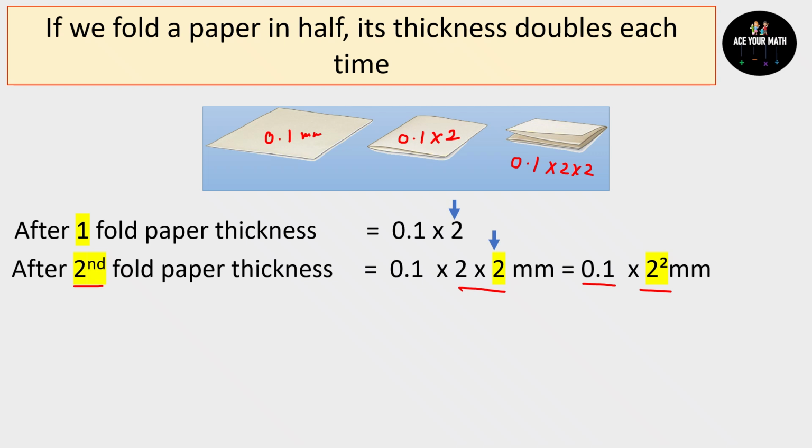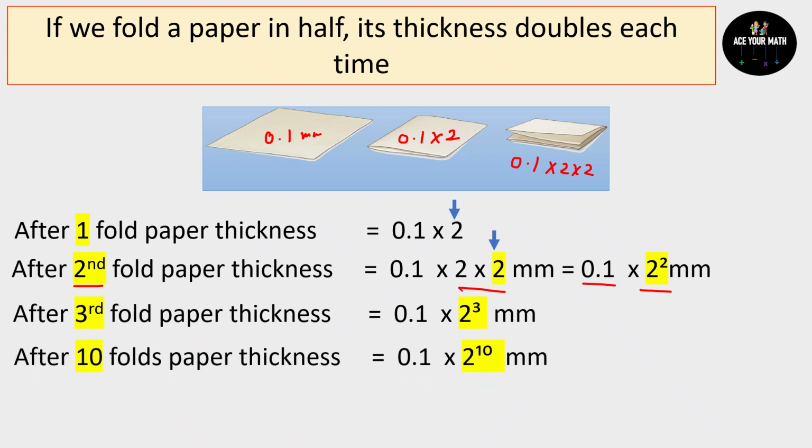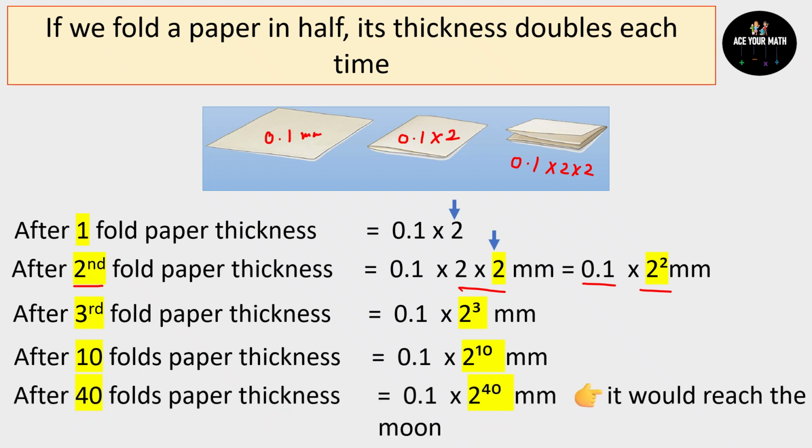Now see what will happen with the next fold. When you make the third fold, it will become 0.1 times 2 raised to the power 3, because the previous number you will again multiply by 2. So it will become 0.1 times 2 raised to the power 3 mm. Now straight away you can write that after 10 folds, the thickness will be 0.1 times 2 raised to the power 10 mm. And after 40 folds, it will be 0.1 times 2 raised to the power 40.